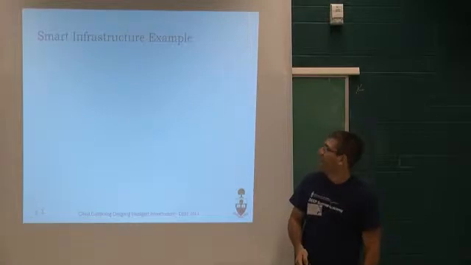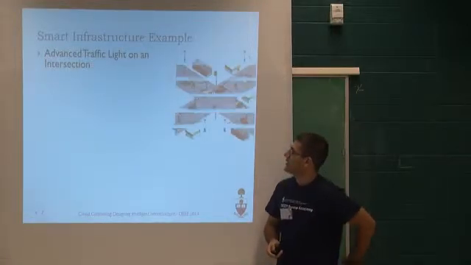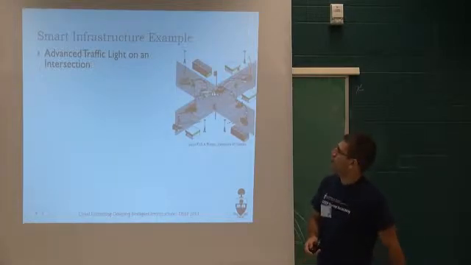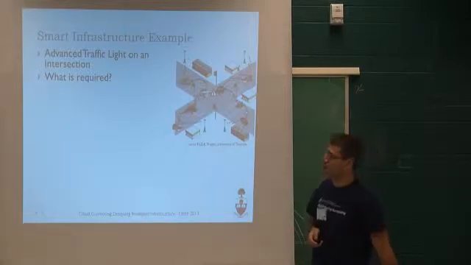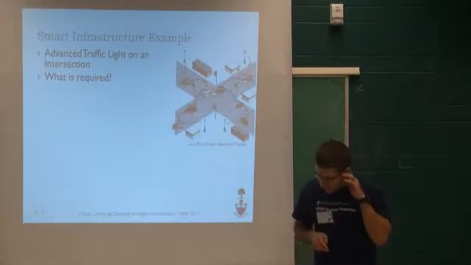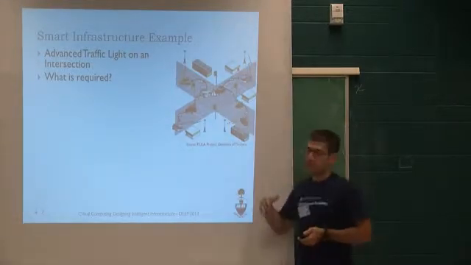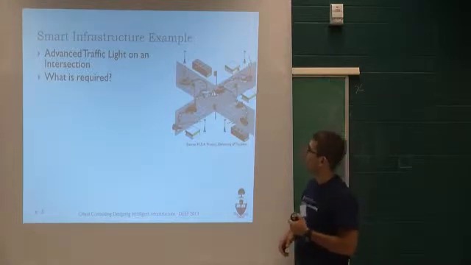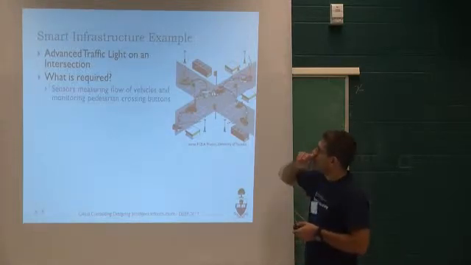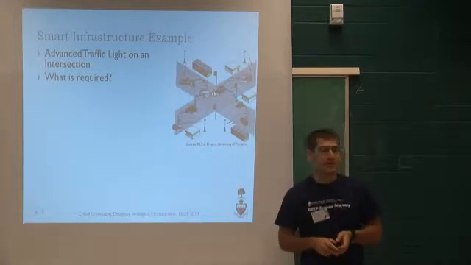So let's see. Smart infrastructure example. Yeah, so this is what I mentioned. Advanced traffic light on an intersection. Here you have sensors on all the approaches. A direction in which vehicles or people might be coming is called an approach.